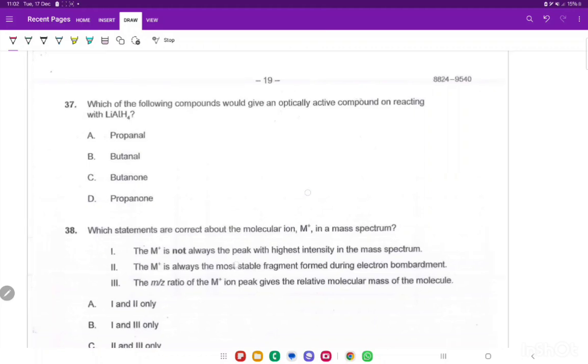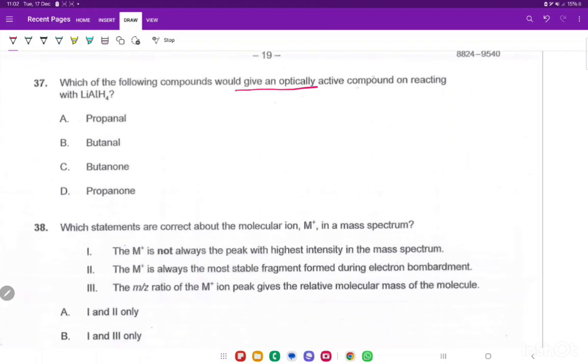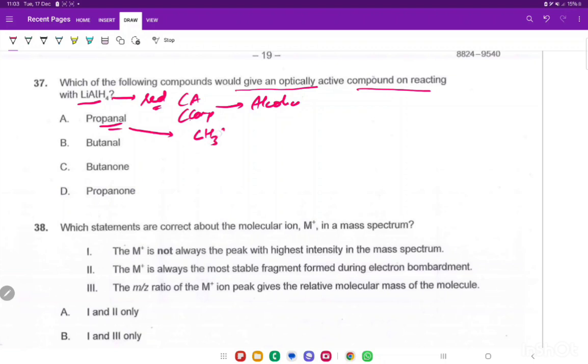Question 37, which of the following compounds would give an optically active compound on reacting with lithium aluminum hydride? We know it is a reducing agent, and it reduces carboxylic acids as well as carbonyl compounds to alcohols. Propanal will form propan-1-ol on reduction, CH3, CH2, CH2OH. It does not contain any chiral carbon. Butanal will form butan-1-ol, which also will not have a chiral carbon.